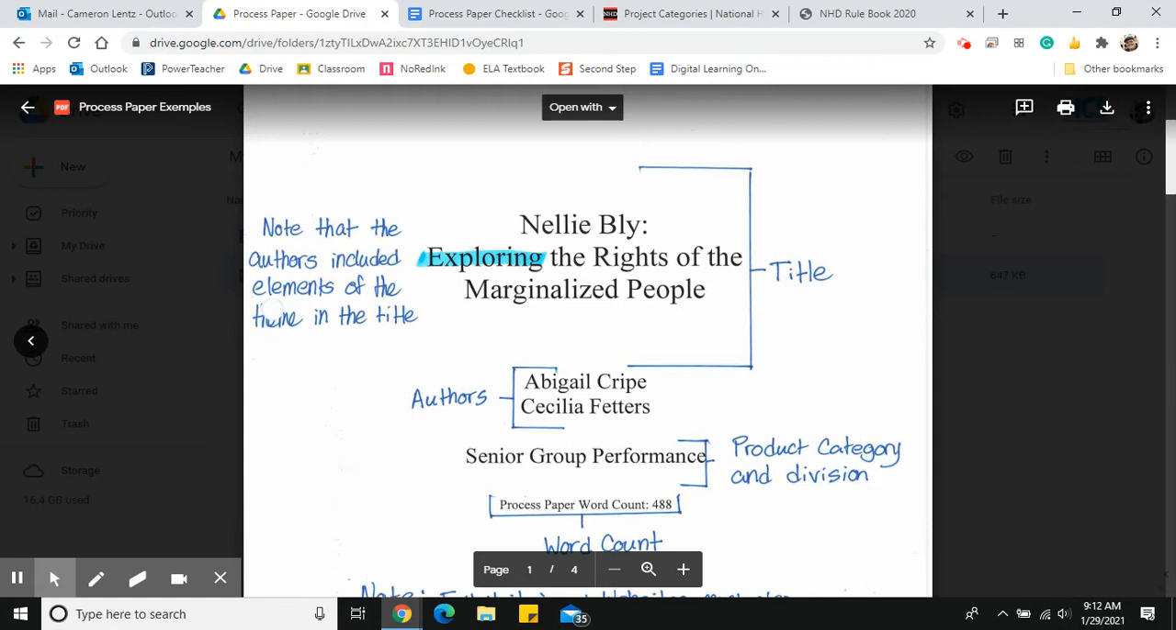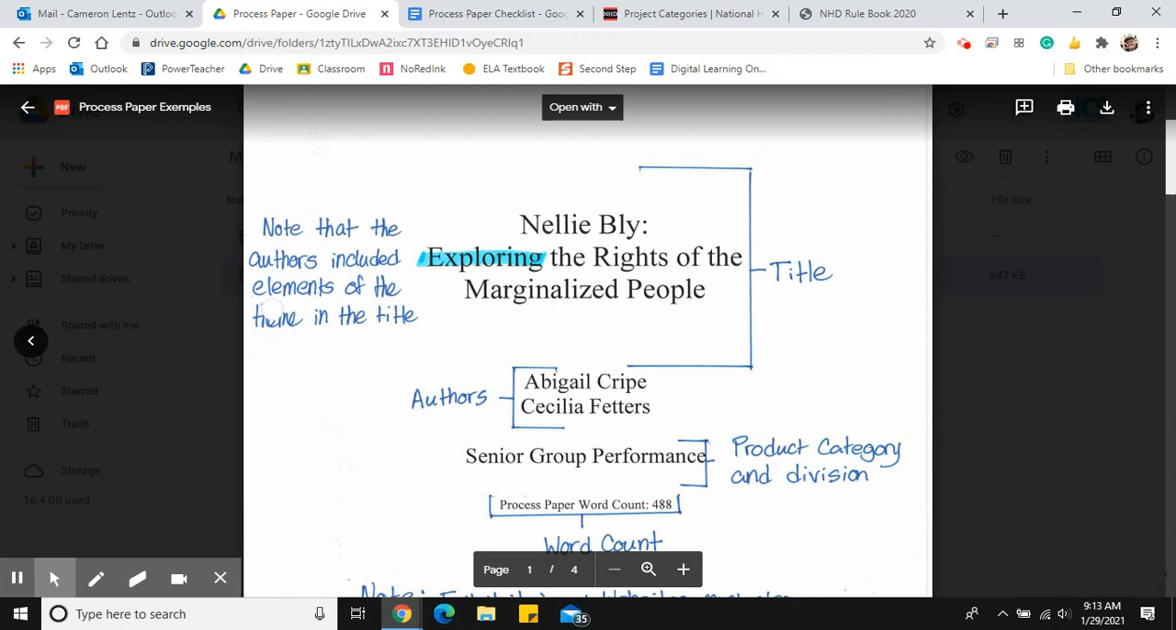So the process paper will explain to them how you picked your topic, how you tied it to this year's National History Day theme, what process you went through to research your topic and create your historical argument. And it will also explain why you chose to make the product that you did and the process that you went through to make that.